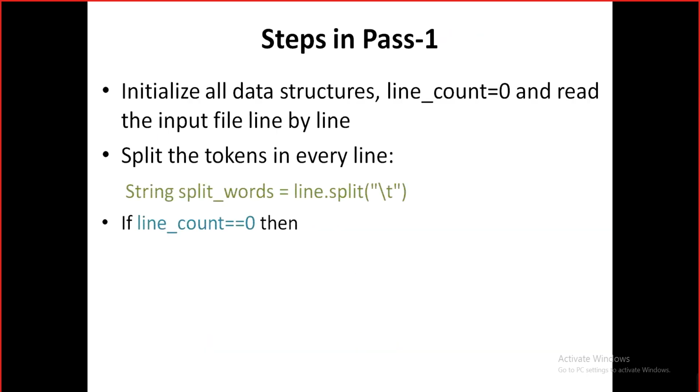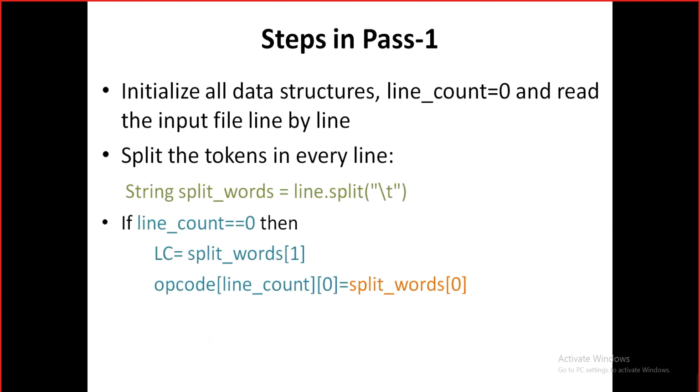So as the zeroth column we are storing start, where start is present at the zeroth index of the split words array, so we store that. And in the same row of my opcode table, in the first column, what do I store? AD comma 1. Why? Because the intermediate code for start is AD comma 1.